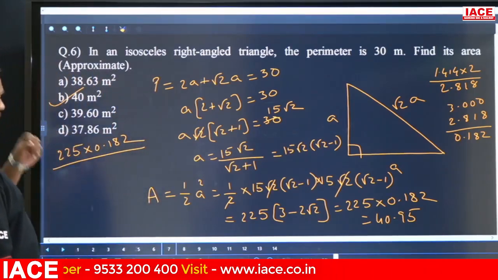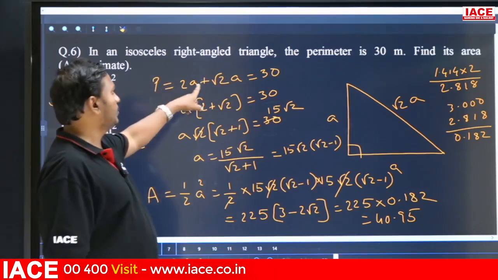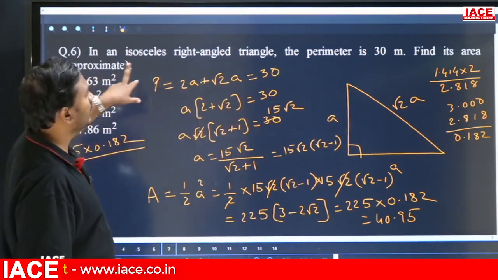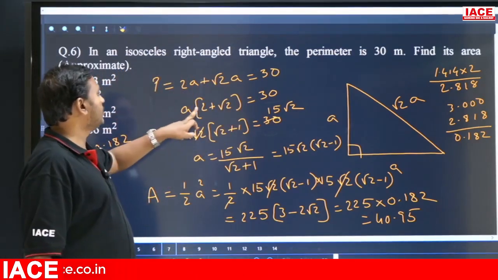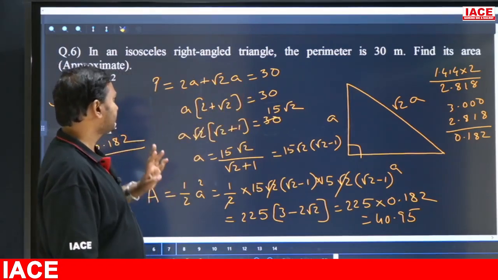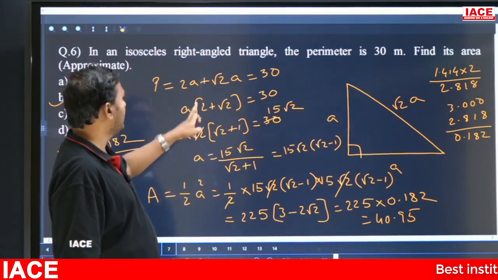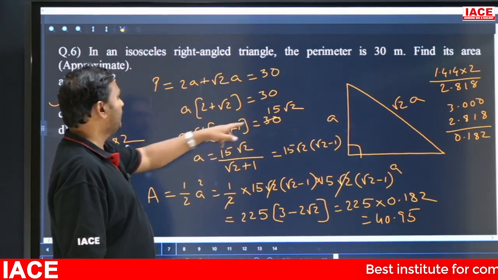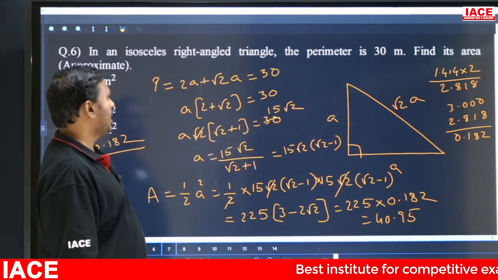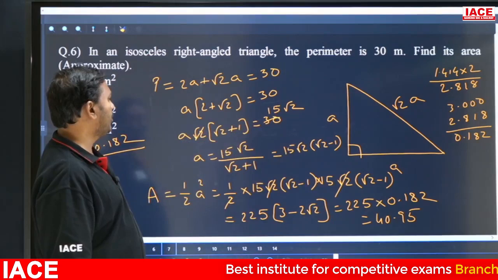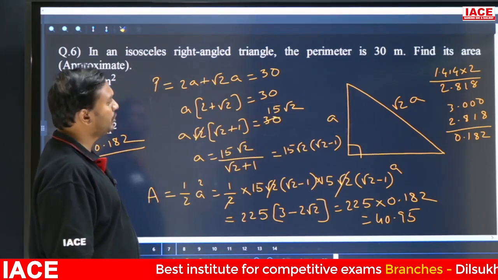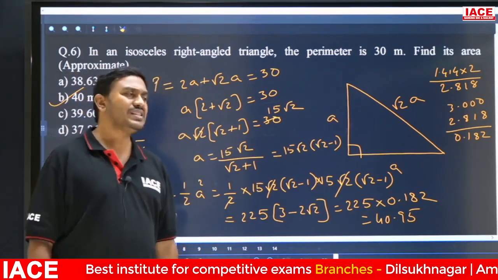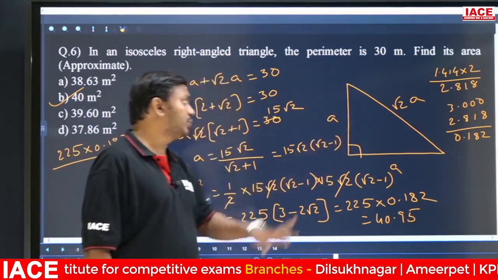Right, again we will say a plus root 2a is 30, given, right? So a into 2 plus root 2 is 30. If you take root 2 as common, root 2 plus 1. So a equal to 15 root 2 by root 2 plus 1. So 15 root 2 into root 2 minus 1 exactly. So what is a? a is 15 root 2 into root 2 minus 1.